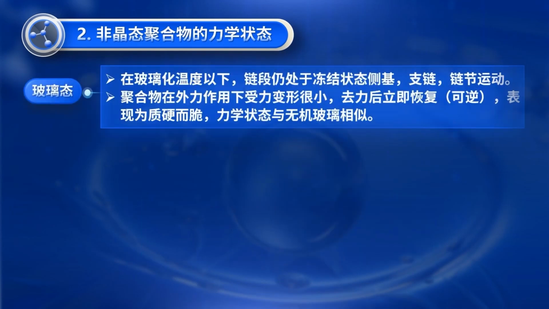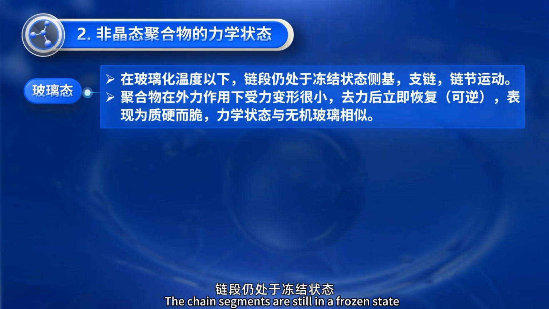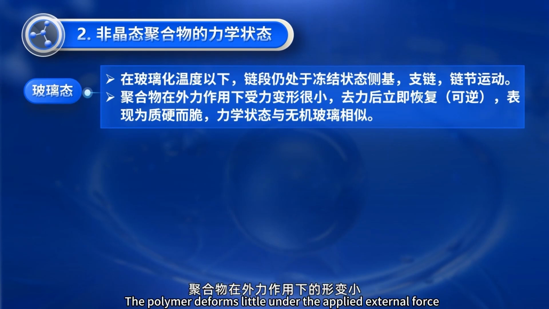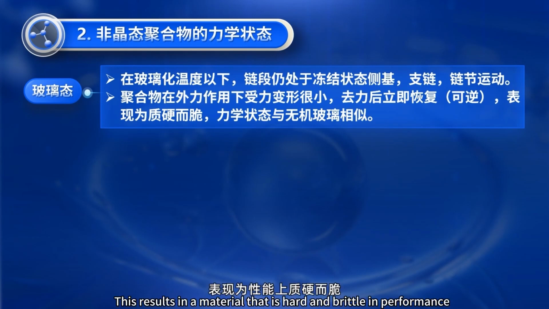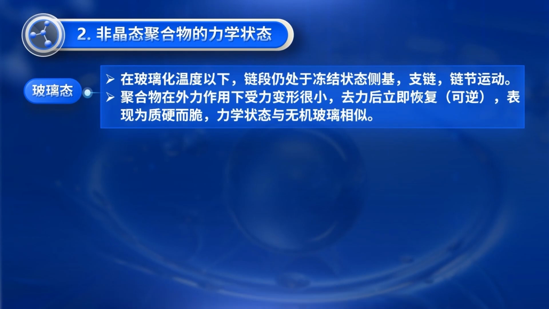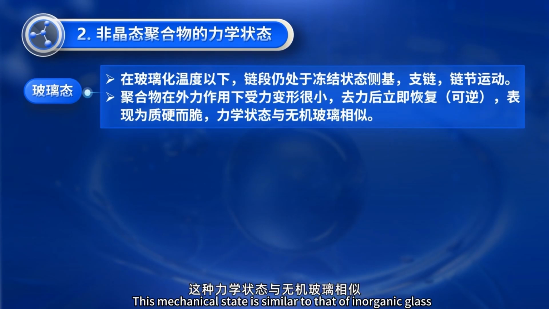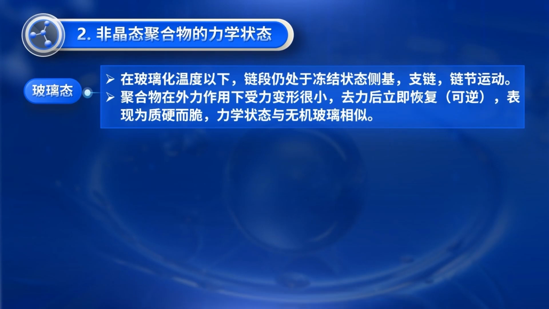In region 1, the temperature is low. The chain segments are still in a frozen state. The polymer deforms little under the applied external force. It exhibits Hookean elastic behavior. When the external force is removed, the deformation immediately recovers. This results in a material that is hard and brittle in performance. This mechanical state is similar to that of inorganic glass. This state is called the glassy state.